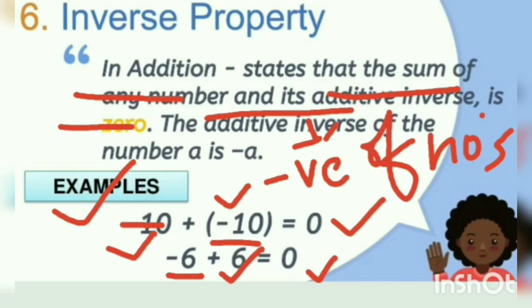If we have a positive number, then for its additive inverse what we have to do is change the sign of that number. If a positive number is given, then its additive inverse will be the negative of that number, and if a negative number is given, then its additive inverse is the positive of that number.